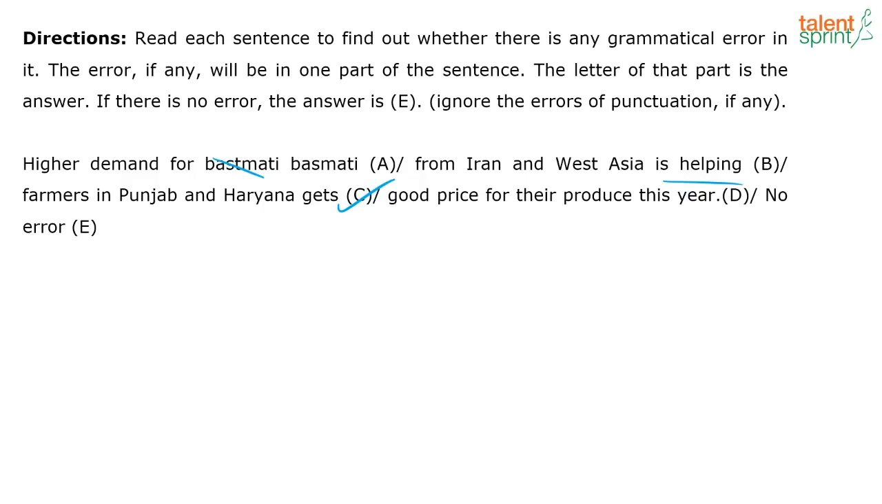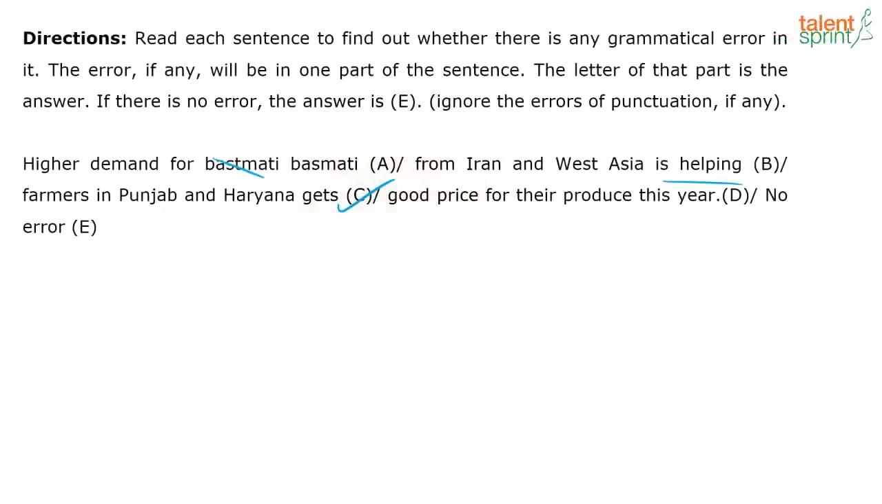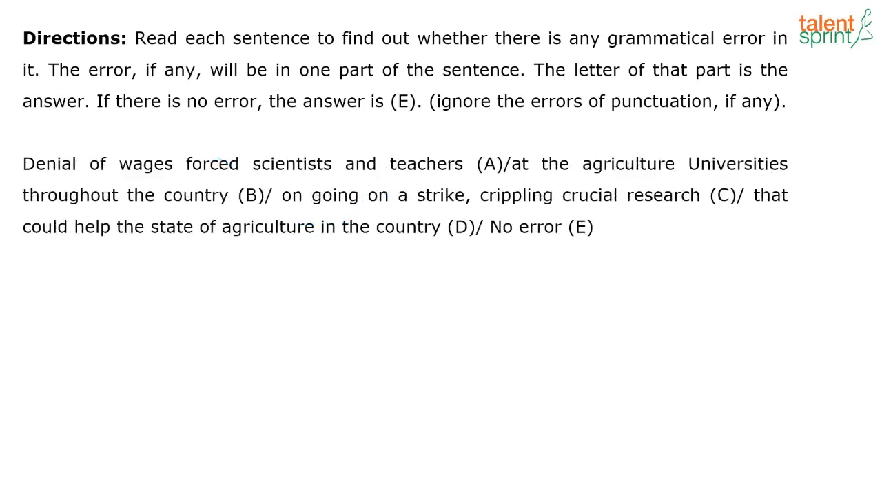Higher demand for basmati from Iran and West Asia is helping farmers in Punjab and Haryana to do something, right? He is helping me so that I can do something. He's helping me to do something. He's helping me to achieve something, right? So, obviously, I need to get and not gets. Even if I don't know that use, as soon as I read the sentence, I know something is funny in part C, right? It's awkward in construction.